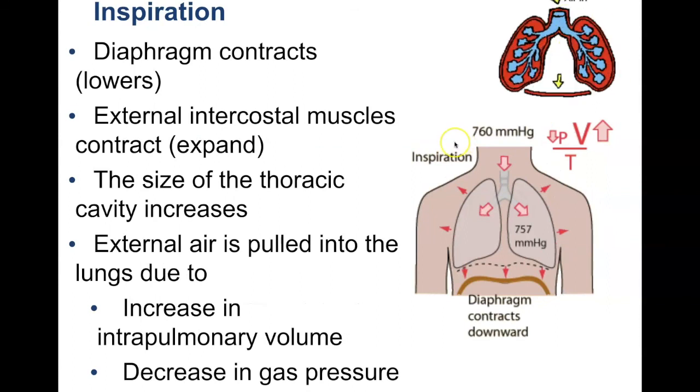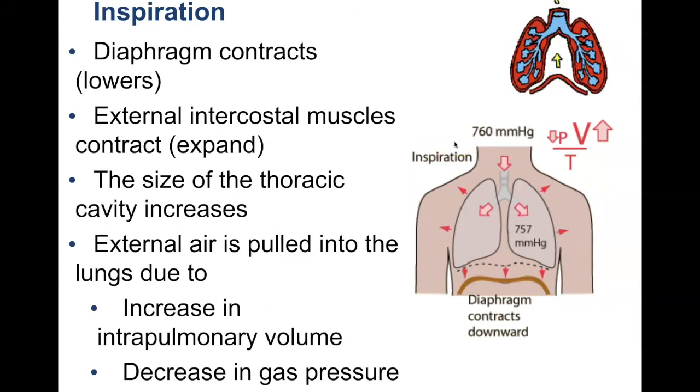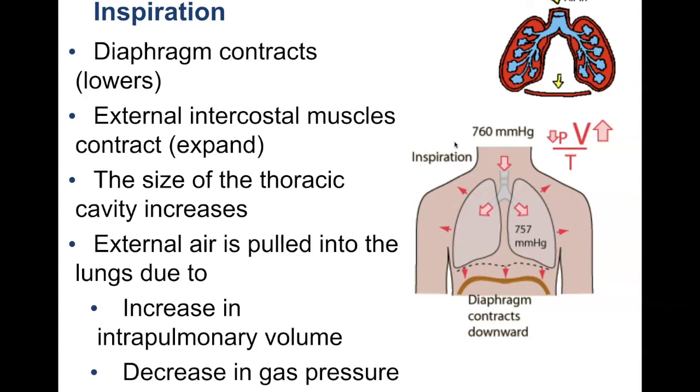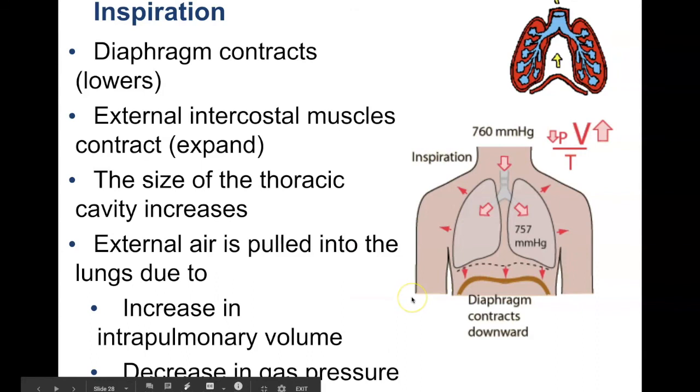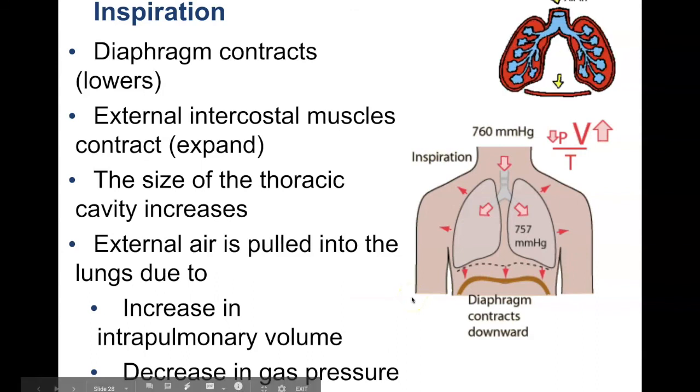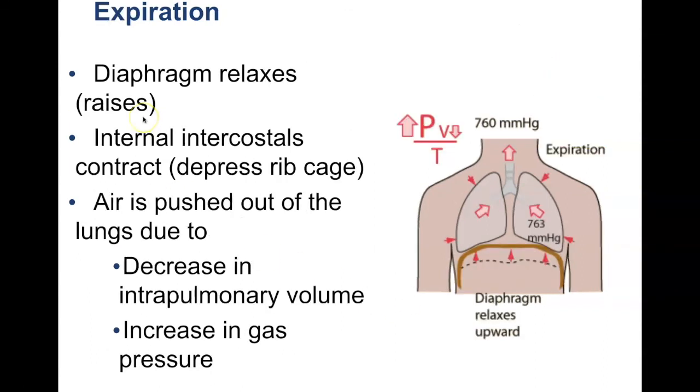So just to recap, inspiration, our lungs are going to expand. This increase in volume is going to allow the gas that's in the lungs to float more freely, decreasing the pressure, allowing for that flow of air into the lungs. Whereas when those muscles relax and the internal intercostal muscles contract, pushing in on those ribs, we're going to decrease the volume, which also increases the pressure, pushing air out. And so that is pulmonary ventilation in a nutshell, basically.